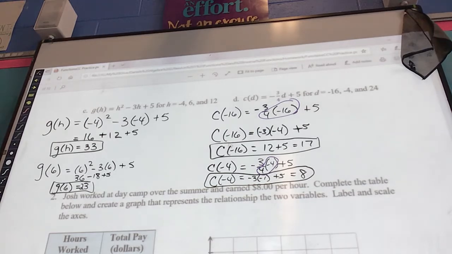Okay, so that's evaluating functions. You need to know how to do that because we're going to move on to function operations, and so evaluating functions needs to be the easier part when we get to the complicated stuff. Questions on those?